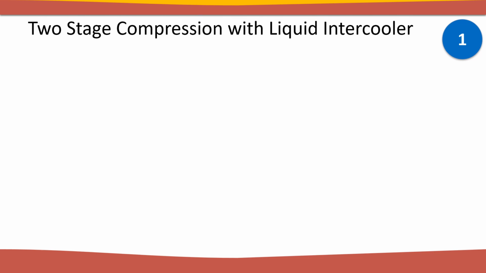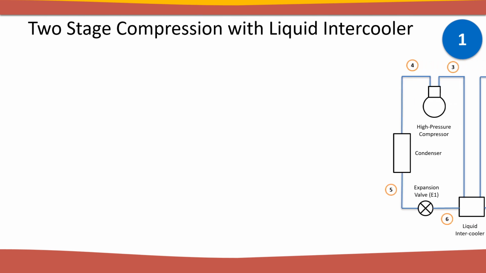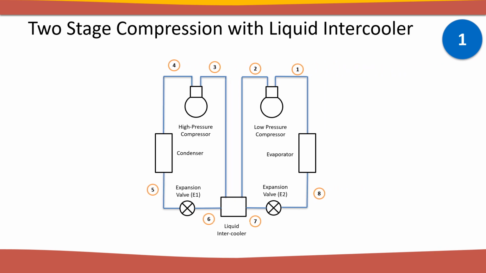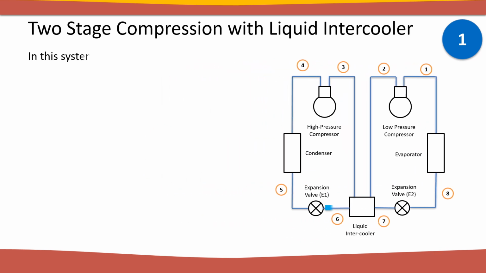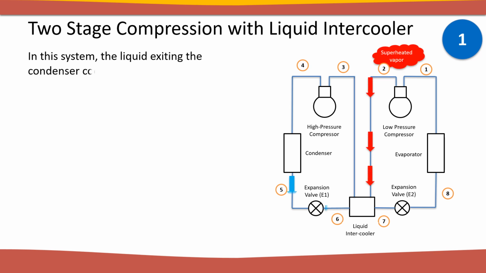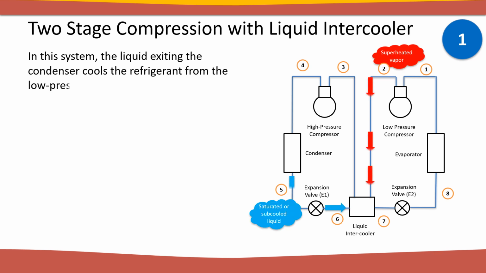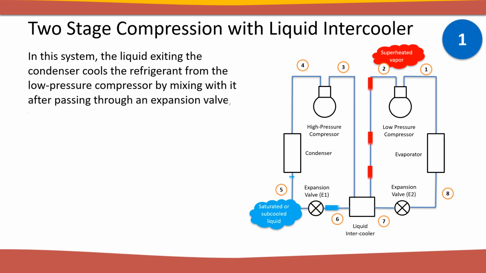First, let's examine two-stage compression using the liquid intercooler. The diagram illustrates the layout of the compound compression system, which includes various components. In the diagram, you can see a low-pressure compressor, a high-pressure compressor, a condenser, a liquid intercooler, two expansion valves, and an evaporator. In this system, the liquid exiting the condenser cools the refrigerant from the low-pressure compressor by mixing with it after passing through an expansion valve, which lowers its pressure.